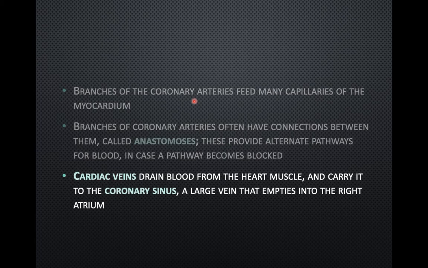Cardiac veins drain blood from the heart muscle, and also carry it to the coronary sinus, which is what empties that deoxygenated blood into the right atrium. So cardiac veins, same idea. Any vein will carry, except for the pulmonary vein, blood that's deoxygenated. So this is basically deoxygenated blood that's been drained from the tissues of the heart muscle, carried to the coronary sinus, and then emptied into the right atrium to go and get oxygenated.